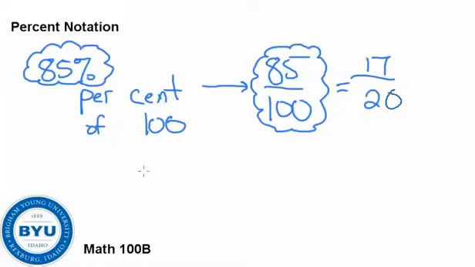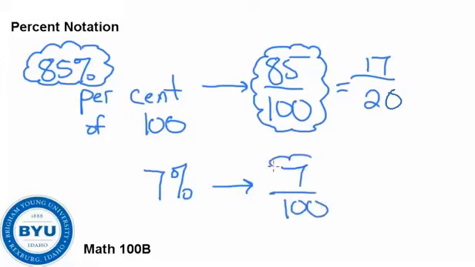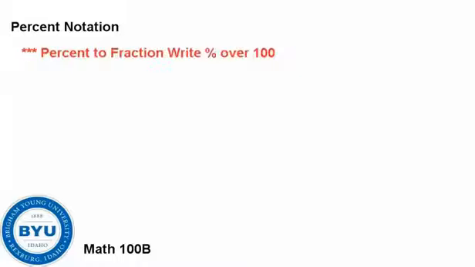Take a look at another example. What if I had 7%? 7%, that can be converted. It would just be 7 over 100. Okay, great. So to convert a percent to a fraction, we just write that percent over 100.